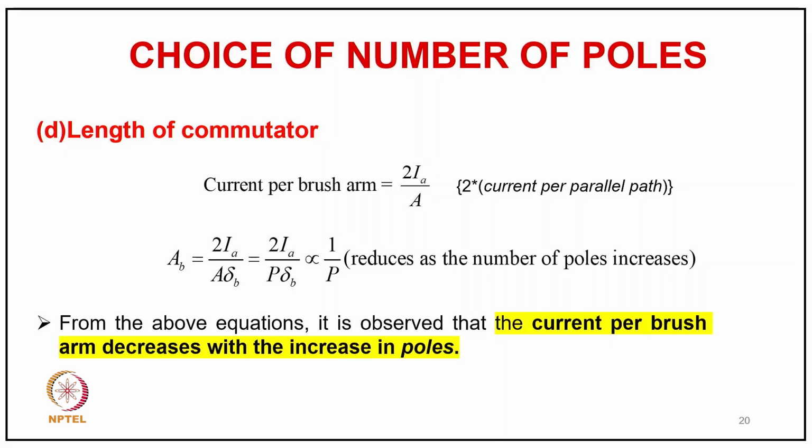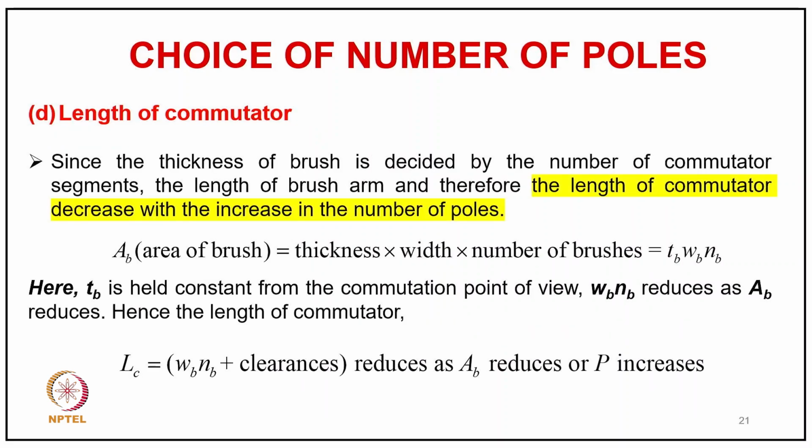or 2 into the number of parallel paths, and that gives you the brush area AB equal to 2I upon A sigma B, or 2I upon P sigma B, that is proportional to 1 upon P. So it reduces as the number of poles increases. So from the above equation, we observe that the current per brush arm decreases with increase in the number of poles for the lap winding.